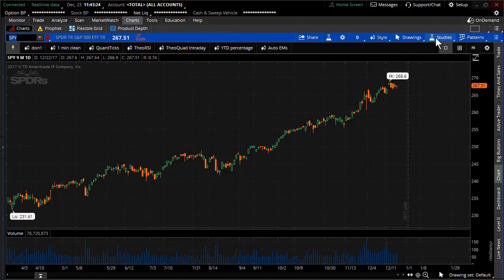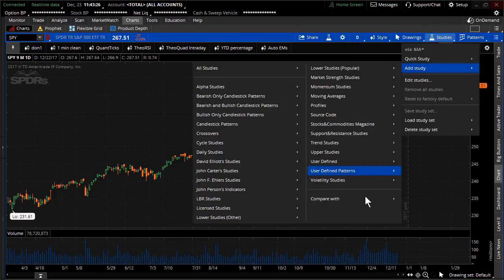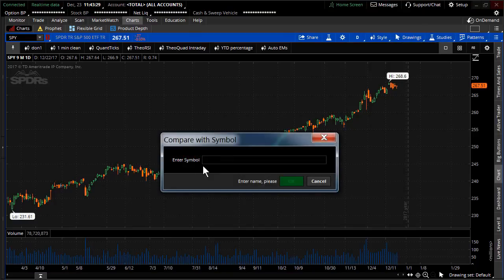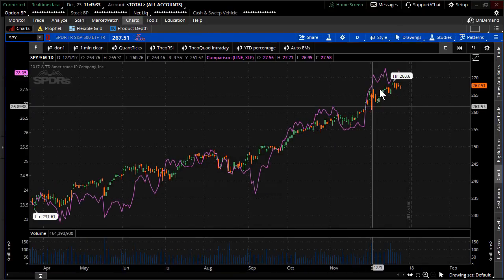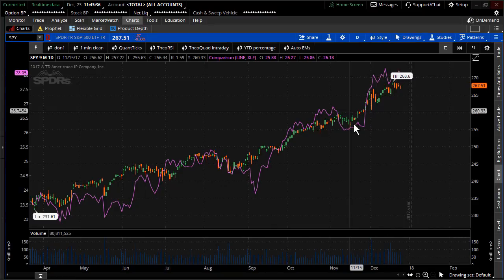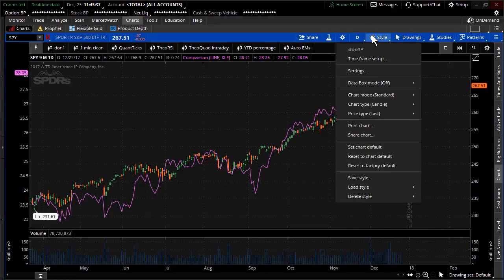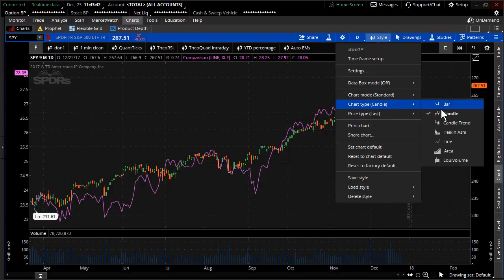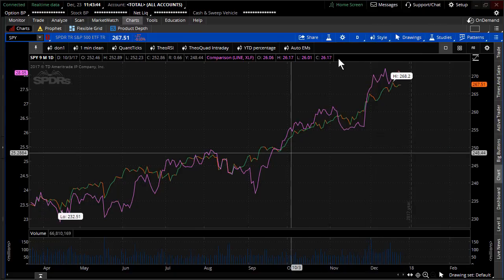So here I've brought up the spiders. I'm going to cruise over to study. So I'm going to go to add study, compare with, custom symbol, type in XLF, hit enter. So I'm just comparing the financials to the spiders. Then I'm going to change the style, cruise down over here and make it from a candle chart to a line. So comparing line to line.